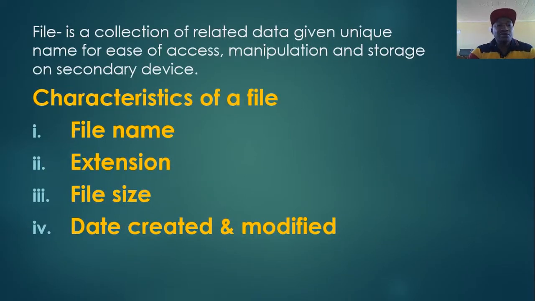Then we can talk about a file as far as Windows are concerned. A file is a collection of related data given a unique name for ease of access, manipulation, and storage on a secondary storage device. Like for example, if you open Microsoft Word and save a document, that is a file. So, what are the characteristics of a file? A file must have a name, that is file name. It must have an extension. Later on, we shall look at the extension. Then a file must have a size, date created, and date modified. Guys, this can be asked in an exam. State the characteristics of a file.